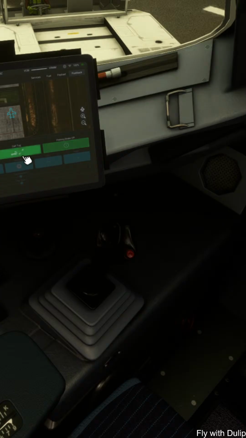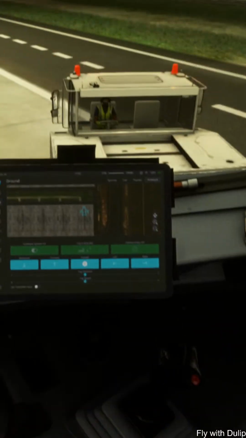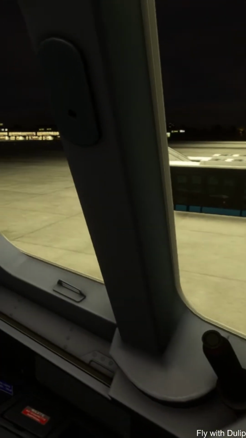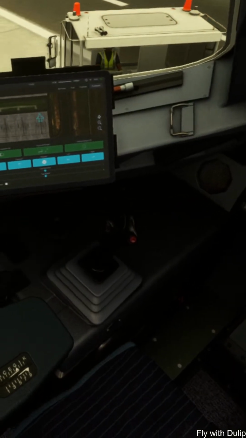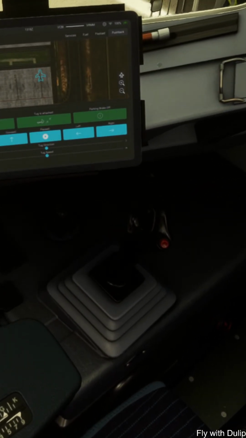Right now we are already calling the tug. Now the tug is attaching. This is actually Microsoft Flight Simulator. Right now we are getting ready for the pushback.